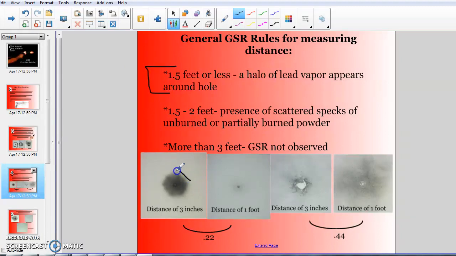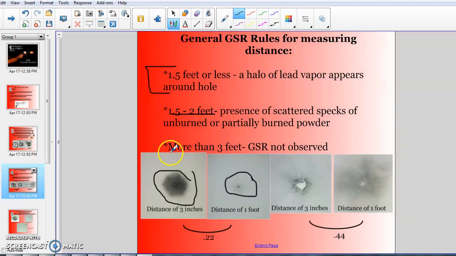So this is about 3 inches. Your gun is 3 inches away from your target. And then this is a distance of about 1 foot away. Notice there are some small spots here of GSR, but it's definitely less prominent the further you get away. At 1.5 feet to 2 feet, the presence of scattered specks is still there, but it's much harder to see.